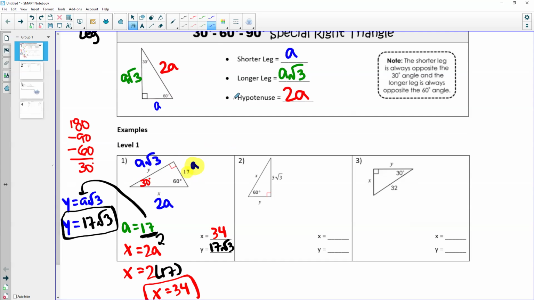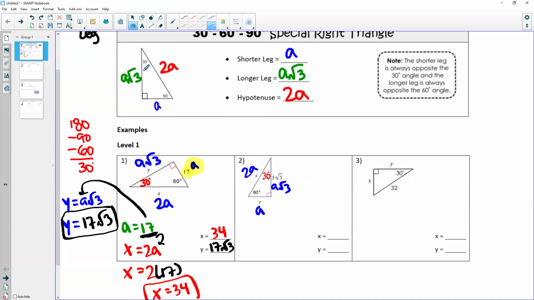If we look at number 2, again, we're going to start with our angles here. We see here that I have a 90, we have a 60. That means that this third angle is going to have to be 30. So if that angle is 30, remember that we're going to start by labeling our sides. Across the 30 is A. So across the 30 here, this is A. Across the 60 in our triangle is going to be the A square root of 3 side. So this is A square root of 3. And then across the 90, our hypotenuse is 2A, right?